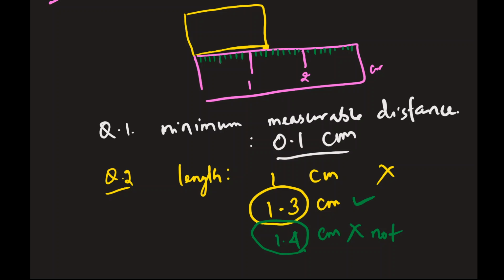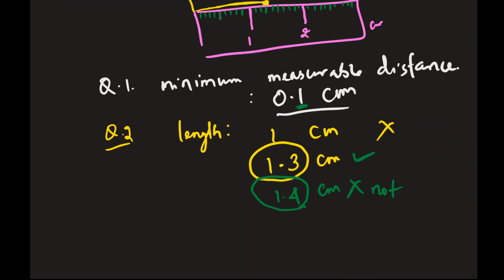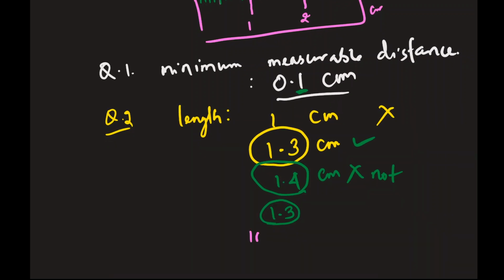So what do I mean by that? Because the minimum measurable distance by this ruler is 0.1 centimeter. So if I look at the ruler, I can say it would be 1.3 or 1.4 or 1.5 or 1.6. So I can add one place after the decimal. That's absolute certainty. So let me rewrite again. We are 100% sure it is above 1.3.